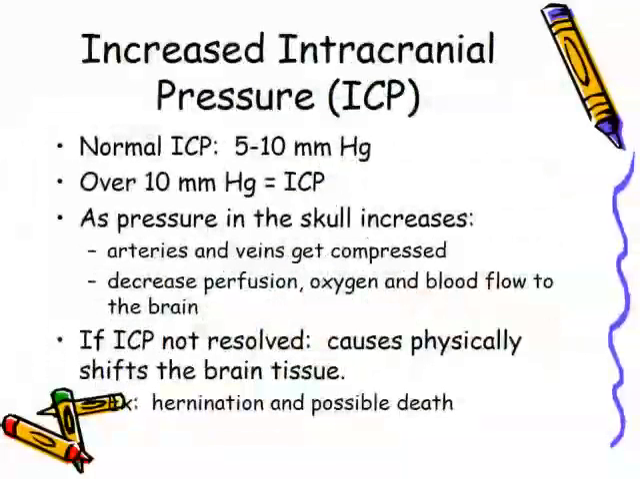Normal intracranial pressure is between 5 and 10 millimeters of mercury. This can vary a little bit depending on your source; different textbooks have it slightly different. Typically anything over 10 is considered increased intracranial pressure. And remember, as pressure within the skull increases, the arteries and veins get compressed. This leads to decreased oxygenation and decreased perfusion and blood flow to the brain. And if this is not resolved, then this is actually going to physically shift the brain tissue.